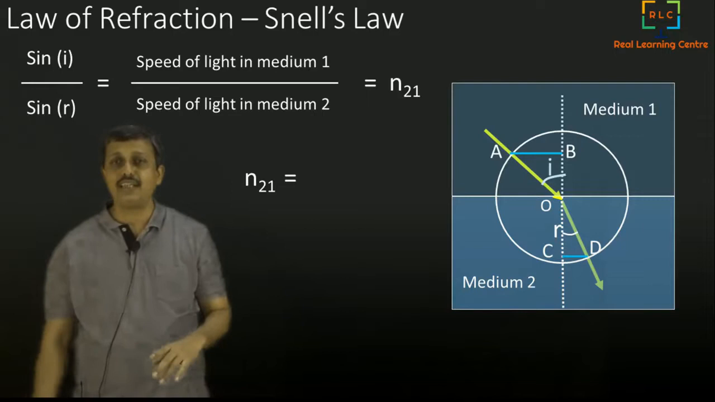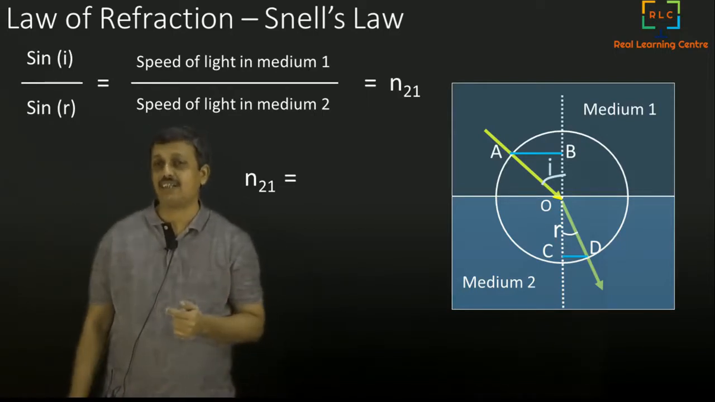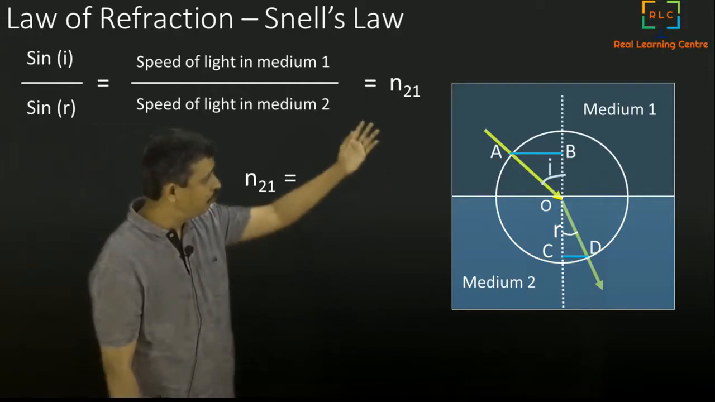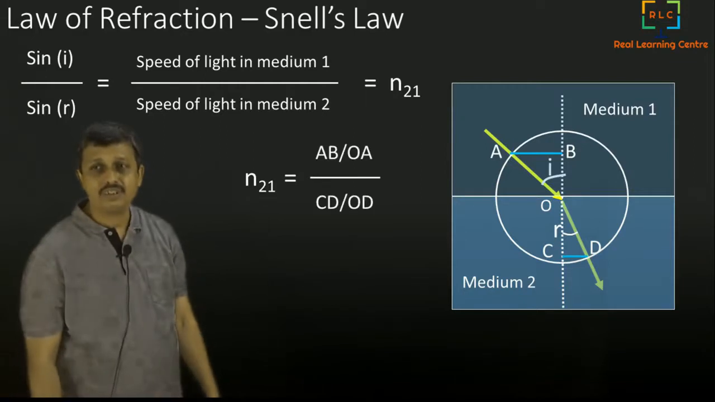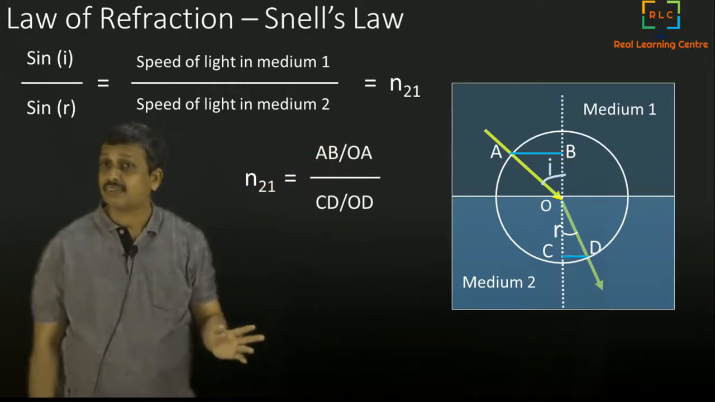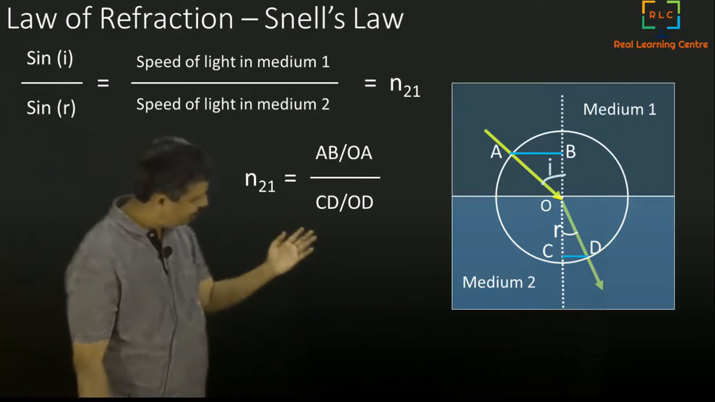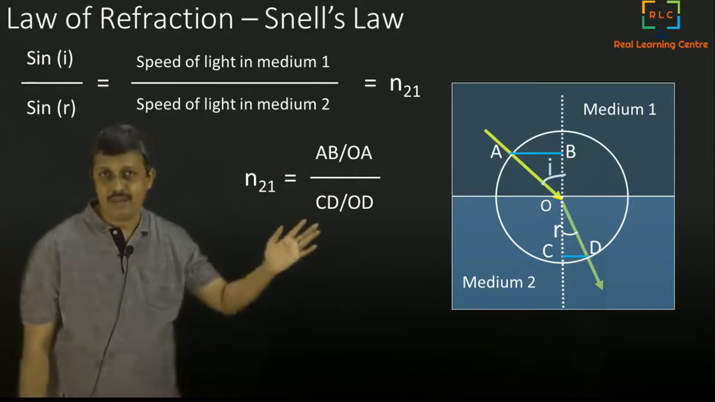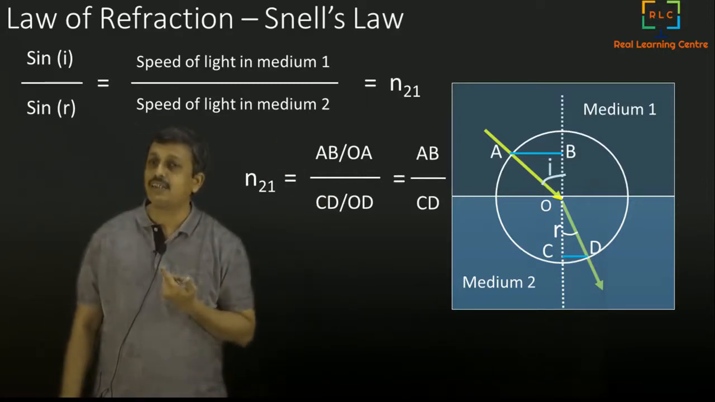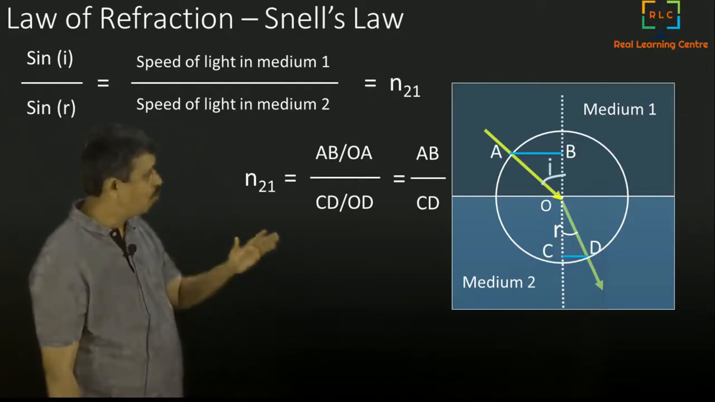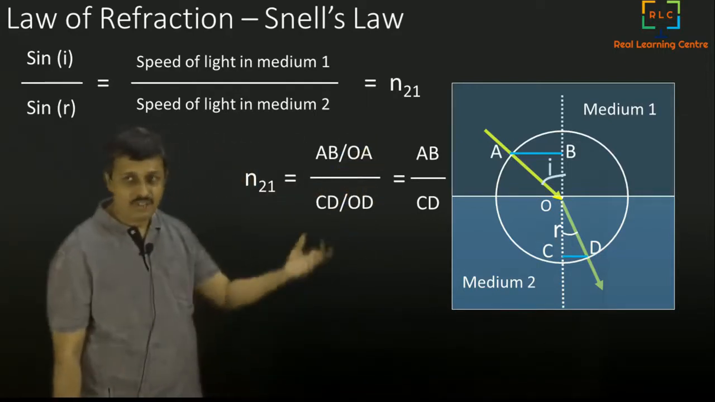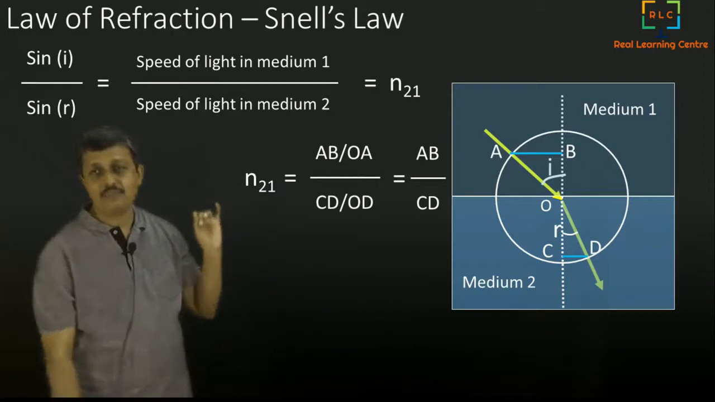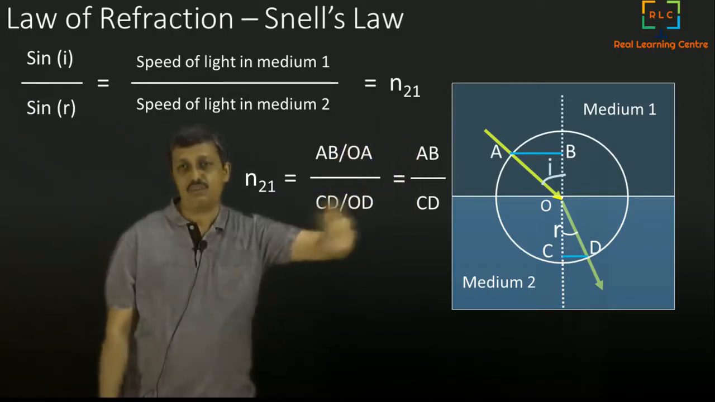To say that in a mathematical language, we use this sine I by sine R. What is sine I? Sine I is nothing but, for angle I, the opposite side divided by the hypotenuse, which means AB divided by AO. And sine R is CD divided by OD. But OA and OD are the same, so they get cancelled. So you get AB divided by CD. So instead of saying that it bends more and AB is bigger than CD, the ratio AB by CD is nothing but the refractive index. We use a mathematically more rigorous term called sine I by sine R, but it means exactly the same, no difference.